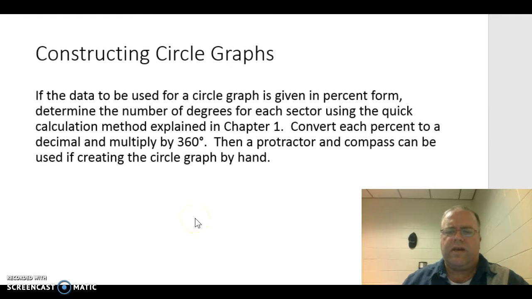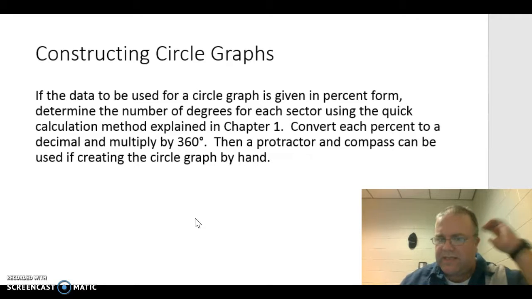Constructing a circle graph. Once again, we have to put our data into percent form, and it's usually easier to use some type of graphing tool. Microsoft Excel is a real good one. They do nice pie charts.